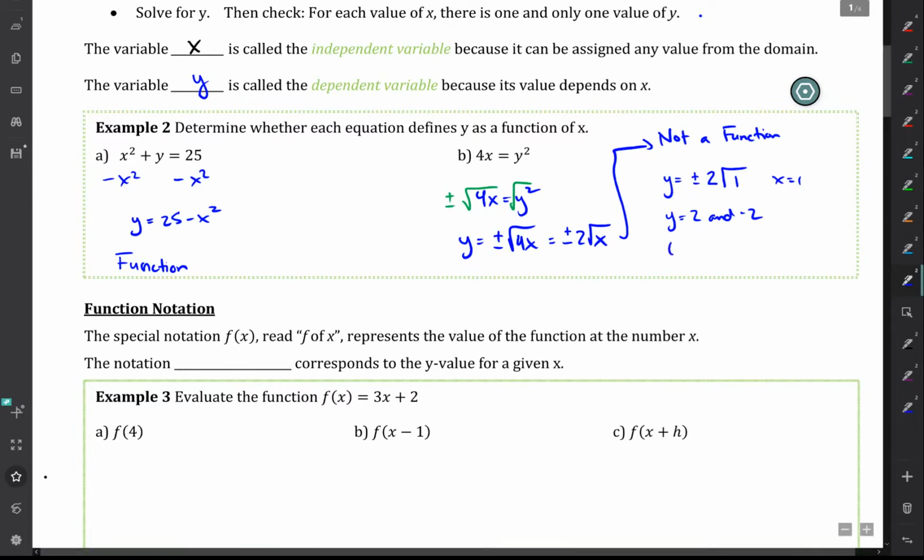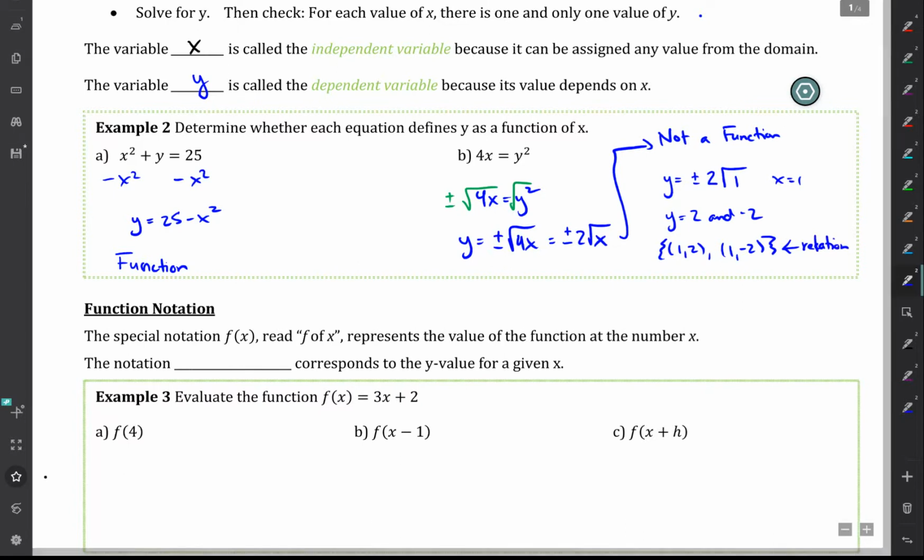Another way to look at this is that we're saying that (1, 2) and (1, negative 2) are elements in the relation defined by this equation. So it's not a function. Another way to put that is that one input has more than one output. So to show something is not a function, it suffices just to give one example of an input that has more than one output.